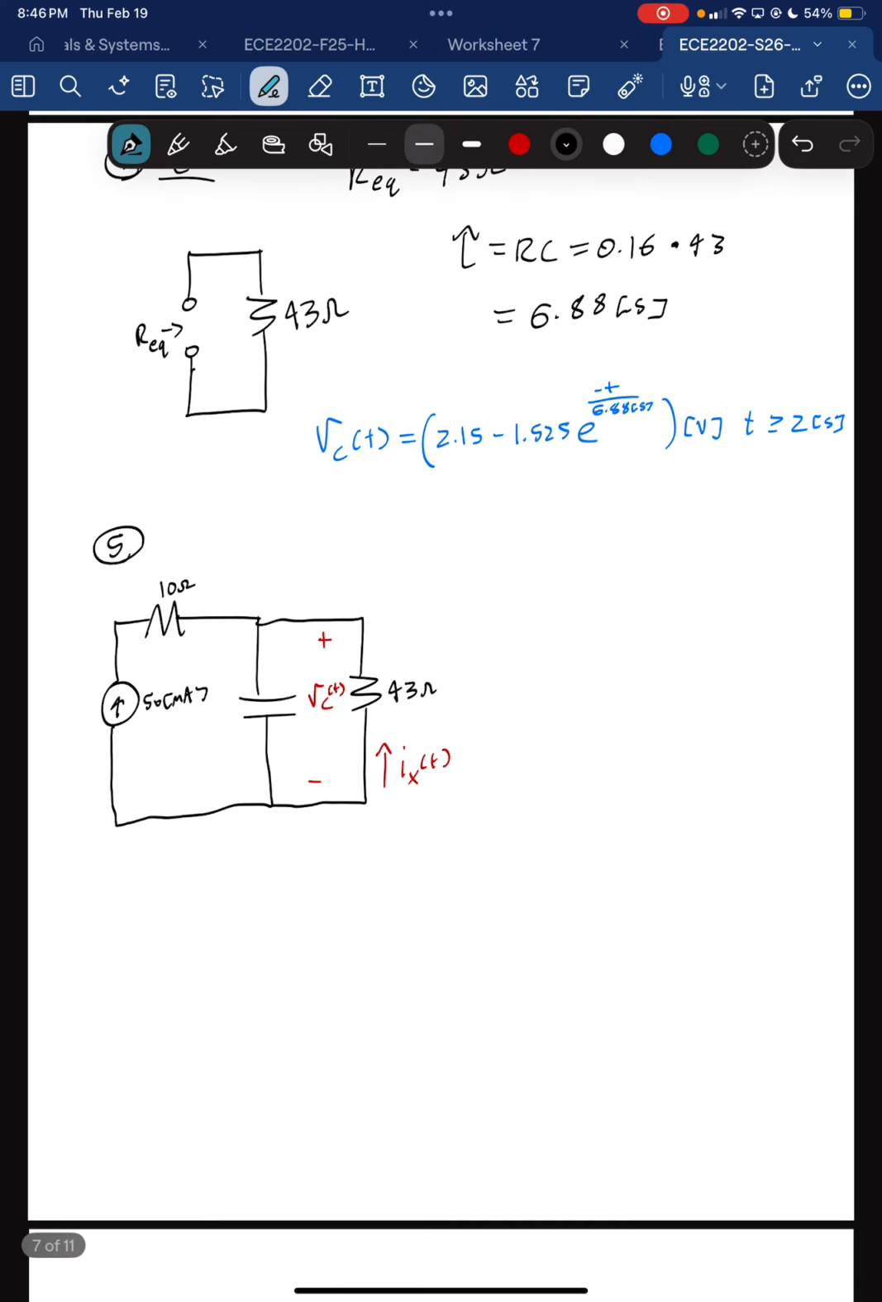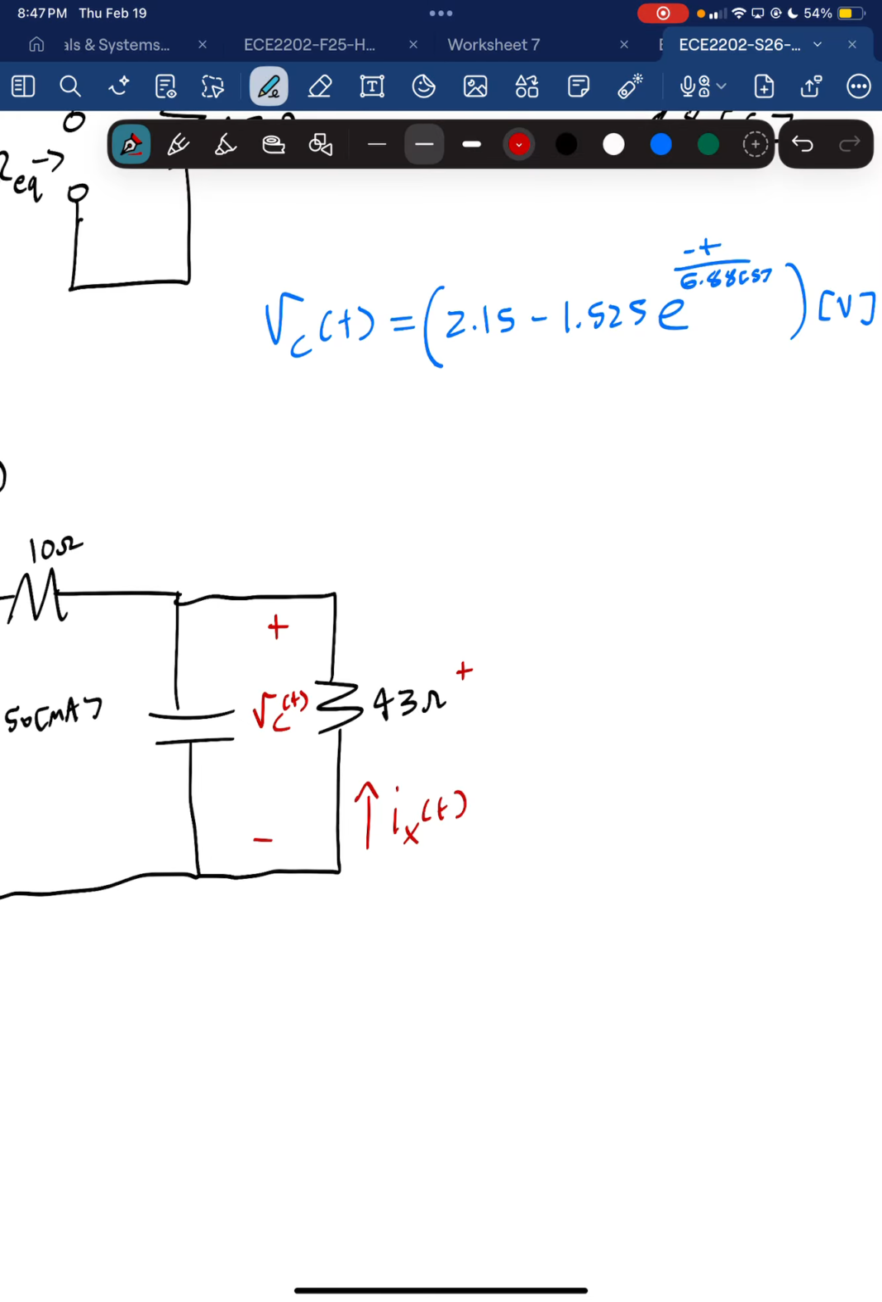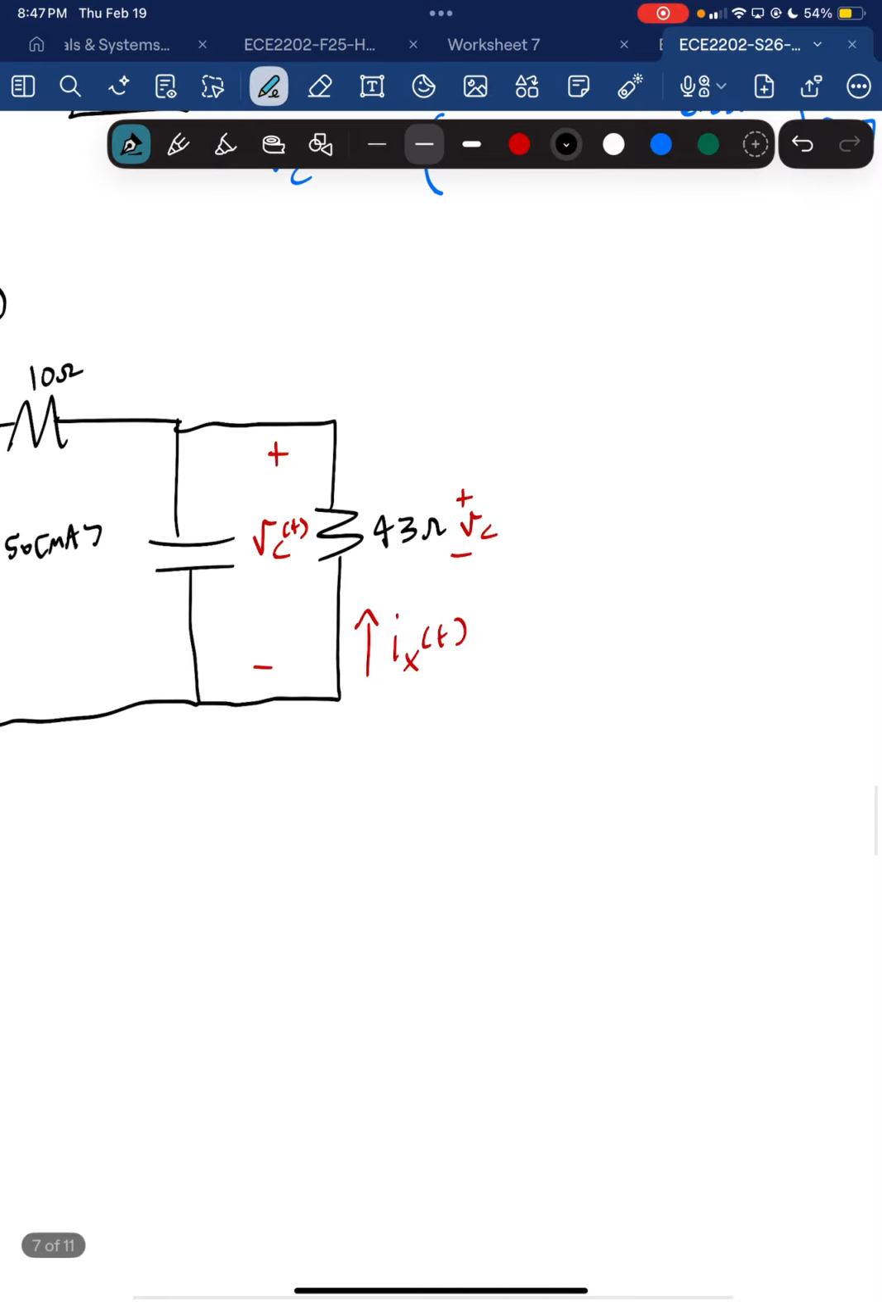Current divider? No, we wouldn't. Maybe VC divided by 43. Positive or negative? Okay, look closely at the polarity. Negative? Yes. You have a current that's entering the negative terminal of a defined voltage. So if you do Ohm's law in terms of that voltage, since you are in active sign convention, it has to be negative. Ix of t has to be negative Vc of t over 43 ohms.